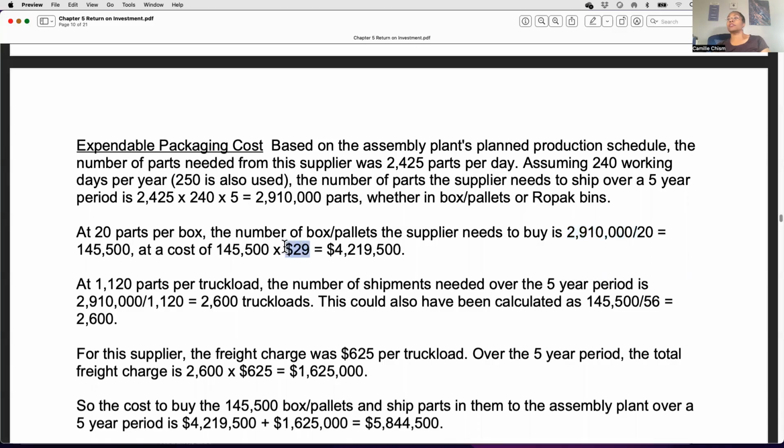So that's basically the cost of your box, right? You're going to take that 145,000 boxes, I'm sorry. So this is telling you that you have 2.9 million parts divided by 20 parts per box to give you the 145,500 boxes. And then you know that your box cost is $29. So you take the number of boxes times the cost, and you're going to be spending $4.2 million.